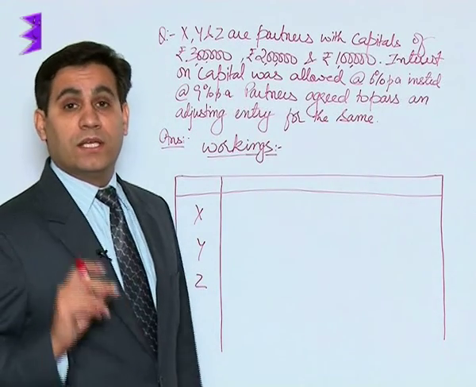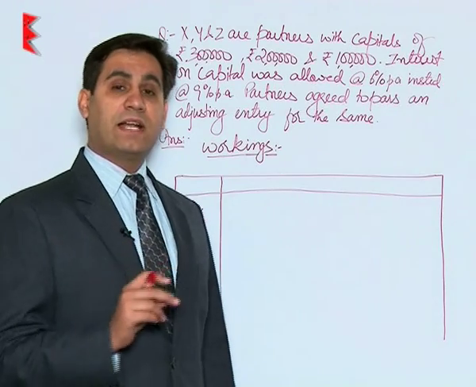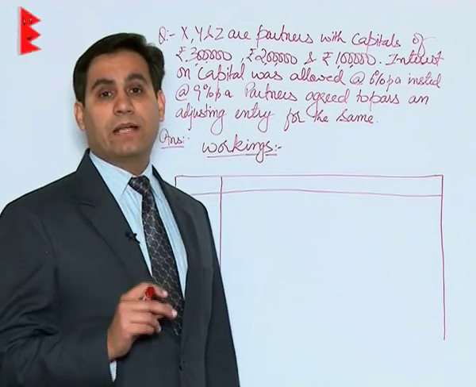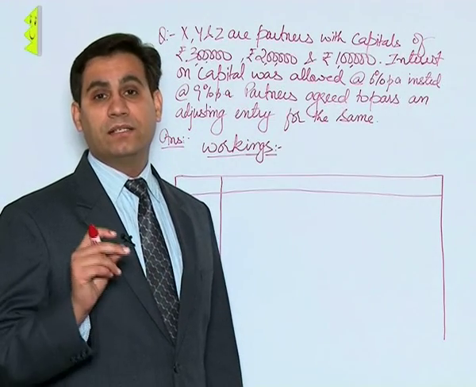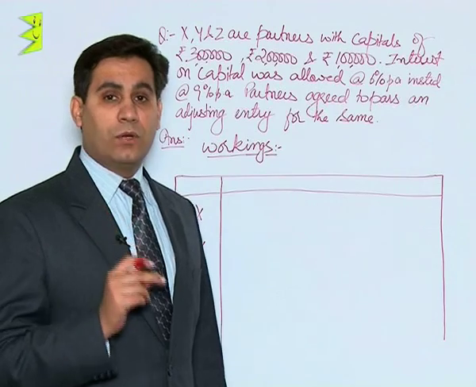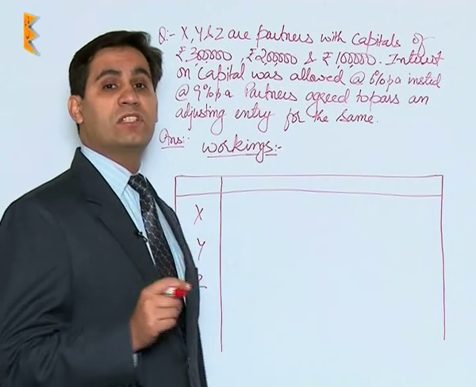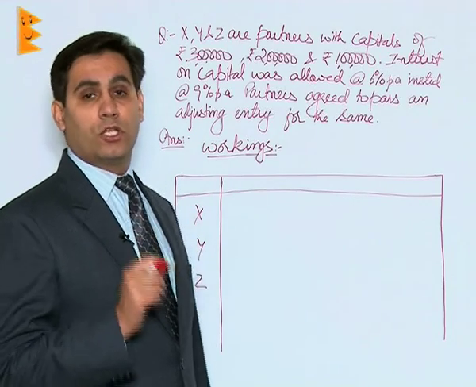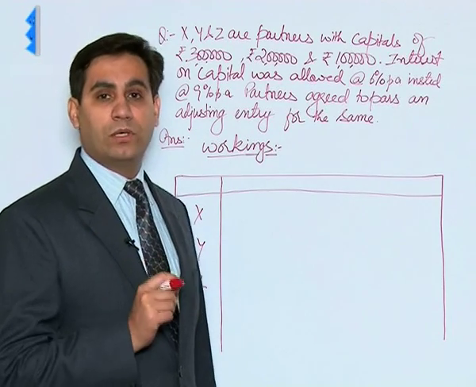Now students, in this case, the error is that interest was to be allowed at 9%, but the accountant made a mistake and allowed it at 6%. That means he has allowed interest at a rate which is less than the allowed rate by 3%. So the error is of 3% only.